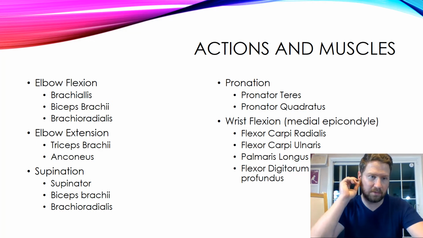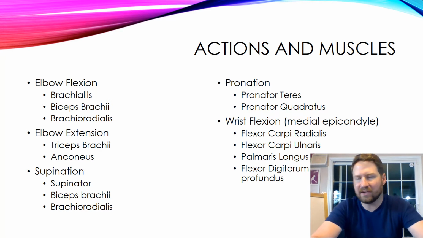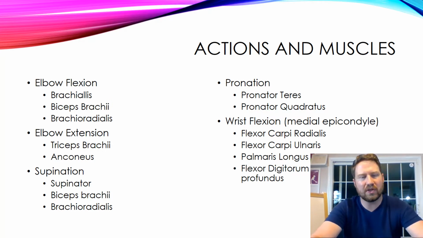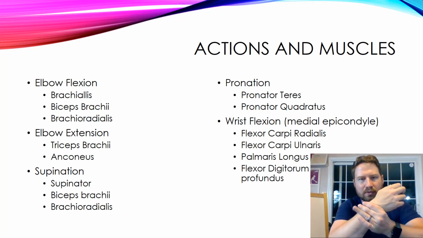Okay? Supination, provided by the supinator, biceps brachii, and your brachioradialis. Why not your brachialis? Because it doesn't attach to what muscle? Well, not what muscle, what bone? The radius. Remember, if a muscle is going to provide supination or pronation, it must insert onto the radius. Okay? Pronation, pronator teres, pronator quadratus down at the distal radial ulnar joint.